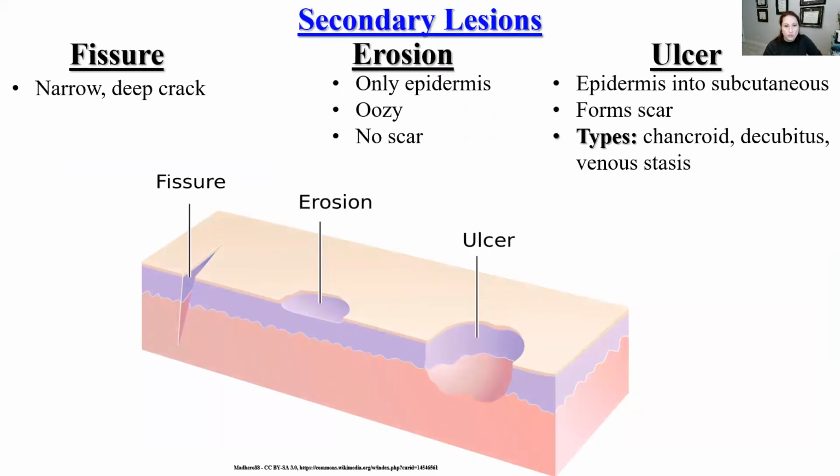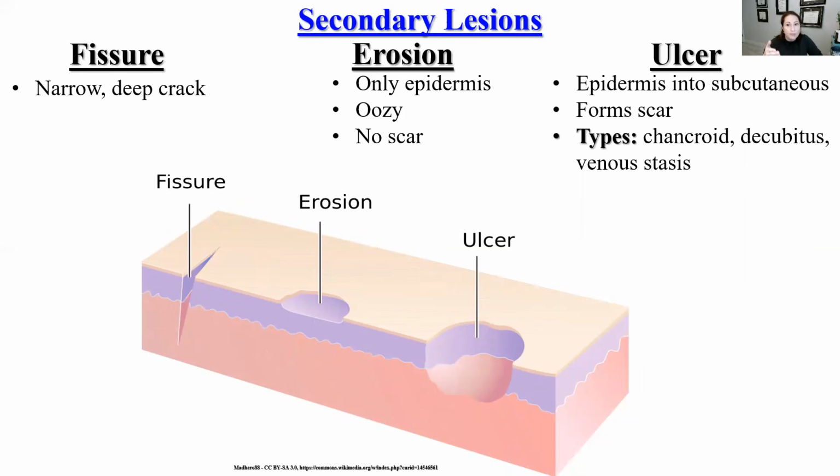A fissure, an erosion, and an ulcer, these are all breaks within the skin. So you can have a narrow, deep crack, which is called a fissure. An erosion, remember E for E, erosion is only the epidermis. These tend to be kind of oozy or weepy. These do not cause a scar because they're shallow and superficial.